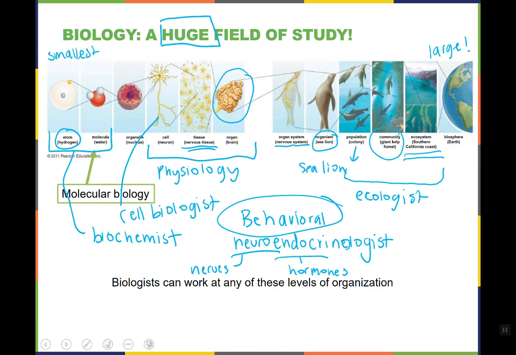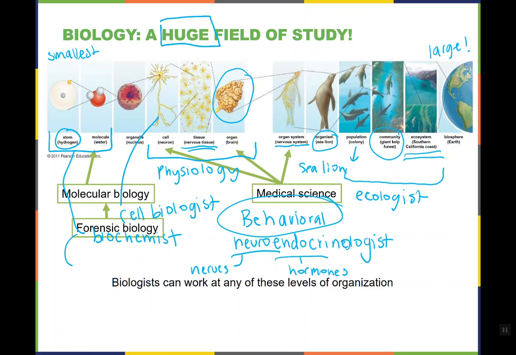So there's molecular. Forensic biology is also another offshoot of molecular. So if you examine trace molecular evidence from crime scenes, that's one option. These ones relate to medical science. Paleontology allows you to study organ systems ancestrally. Epidemiology studies how disease moves through colonies. I already covered ecology.